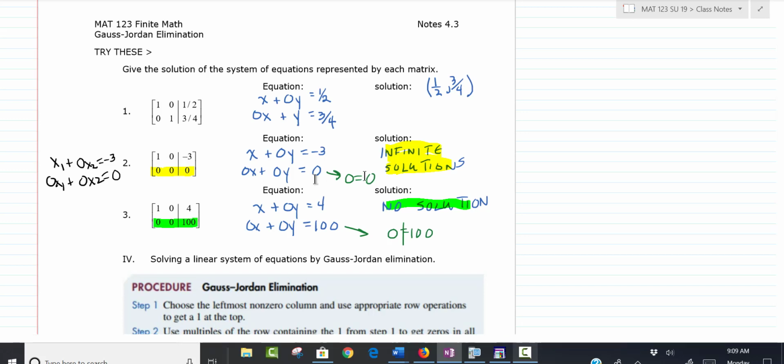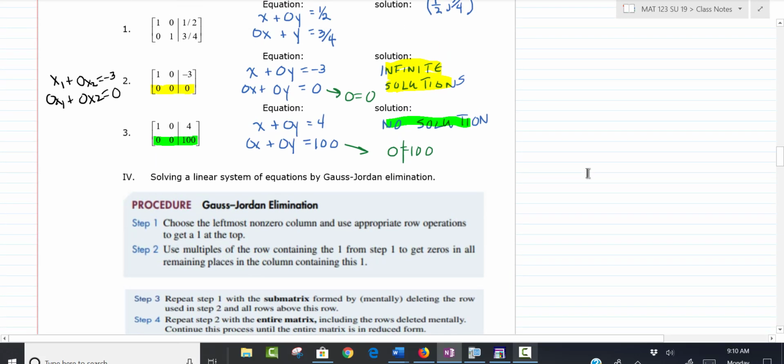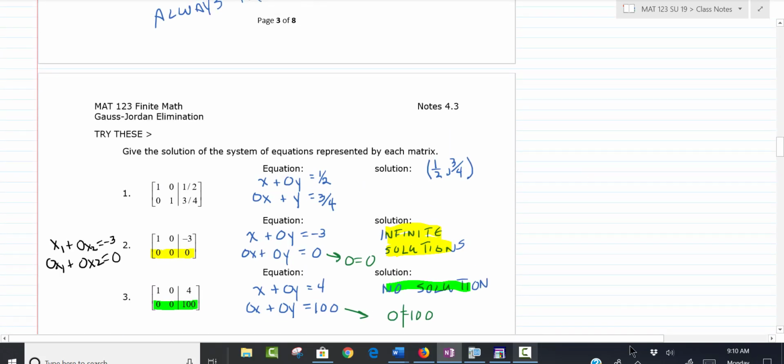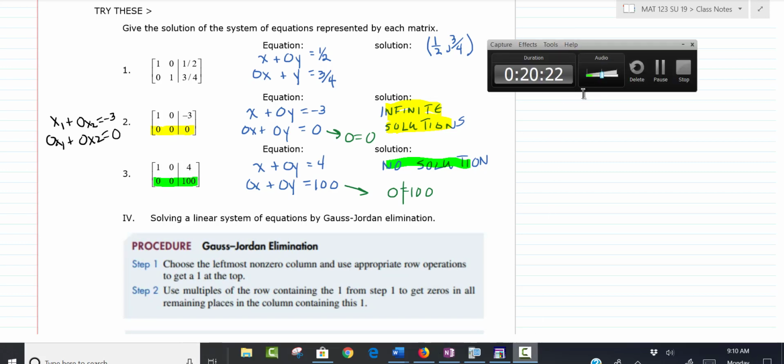Okay, so we've got through the basic information on here. Now we're going to do solving a system by Gauss-Jordan elimination. So I'm going to do this video in two parts. And the first part will be leading up to this next part here. So have fun working this stuff out.